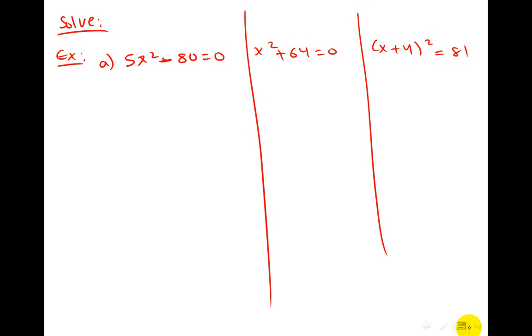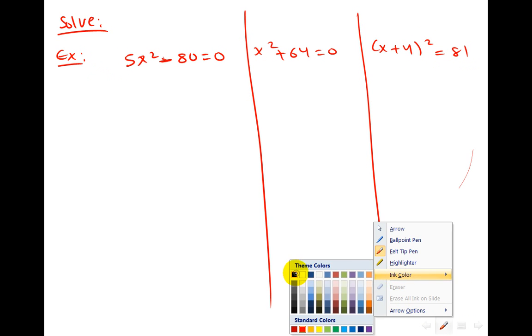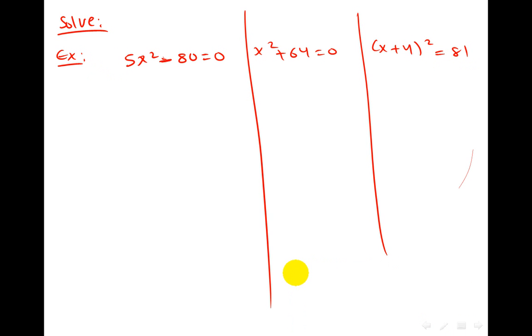Here we have 3 questions. So I'll start with solving the first one. It's saying 5x squared minus 80 equals to 0. So first I can take the 80 back. So it will be 5x squared equals to 80. Here it was negative, so once you take it back it will be positive.